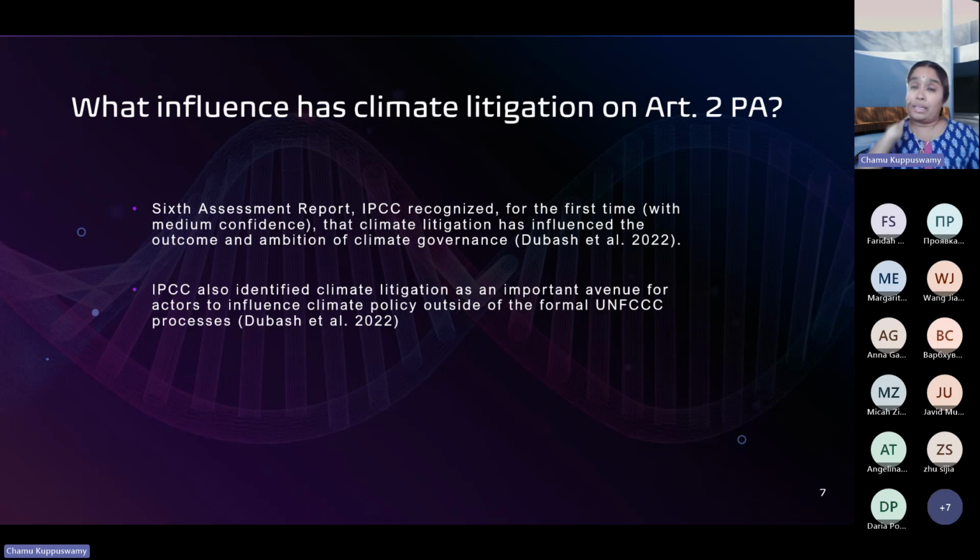Whereas climate litigation is definitely another important avenue by which actors, including those who have obligations and powers within the UNFCCC, could also be using these avenues, but more importantly, it is being used by individuals and non-governmental actors and subnational actors as well.